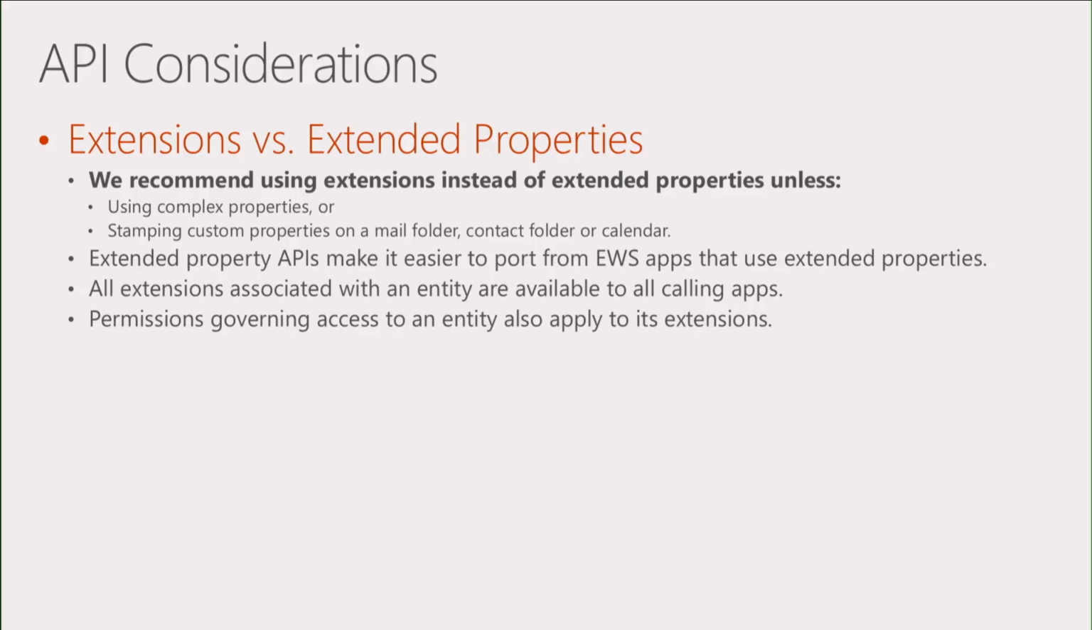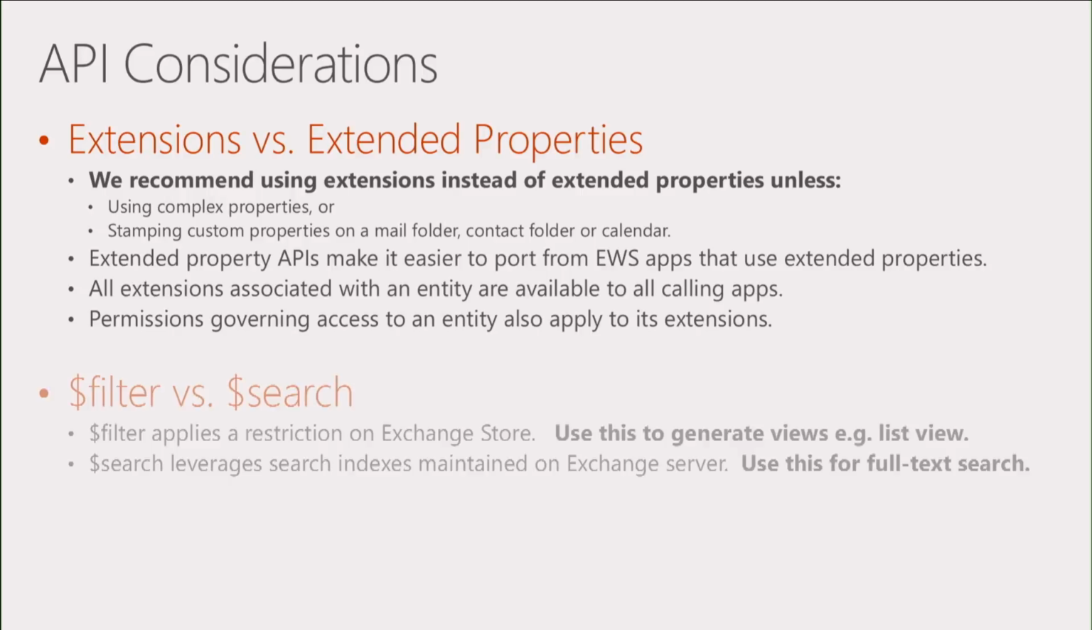Also, if you have an existing line of business app, you wrote it in EWS, you're looking to move to REST, then extended properties is a great way to do it because it minimizes the cost of porting, because you probably are already using extended property APIs and it's just about translating them to the corresponding REST queries. Permissions for both work the same way. The permission the app needs to be granted to access an extended property is the permission it needs to access the parent object, which in this case could be a message or an event.